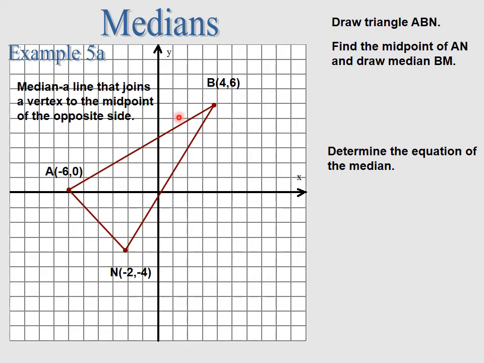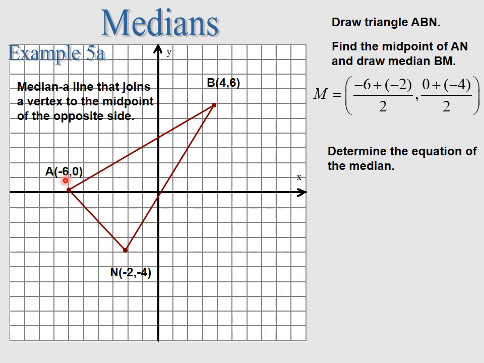A is at negative 6, 0, B is at 4, comma 6, and N is at negative 2, comma negative 4. So first of all, we're going to find the midpoint of AN, and we're going to draw a median to find out what a median is. And we're going to label that median BM. Labeling in analytic geometry is very, very important. So always have your endpoints labeled like this, and always have each line segment labeled with a letter to denote the two endpoints.